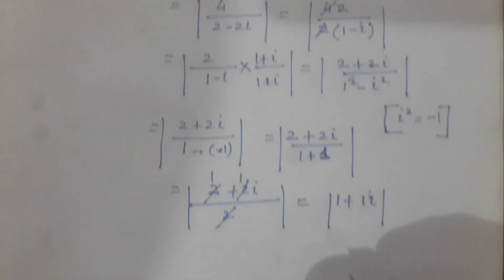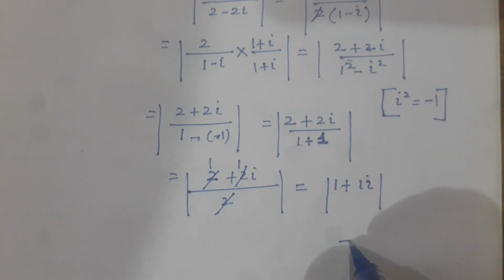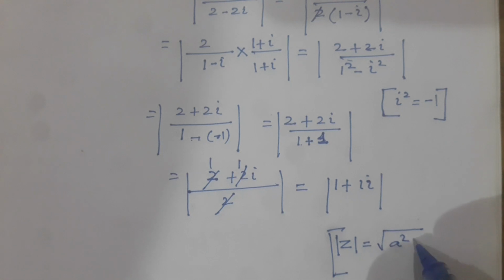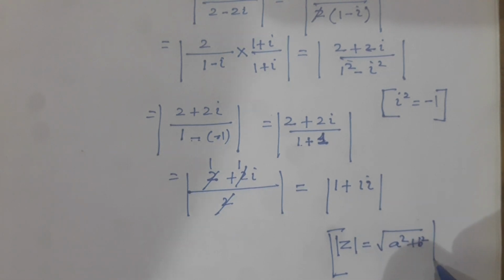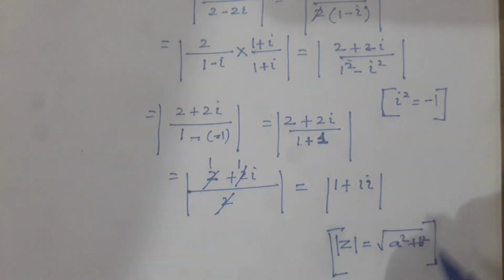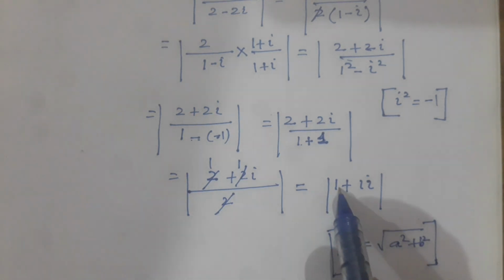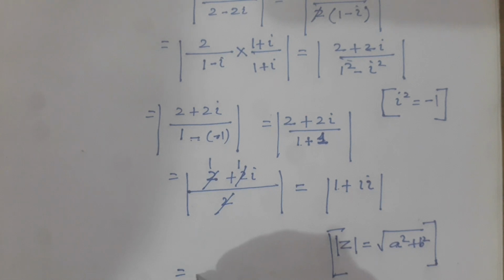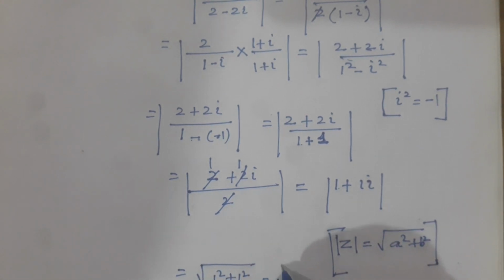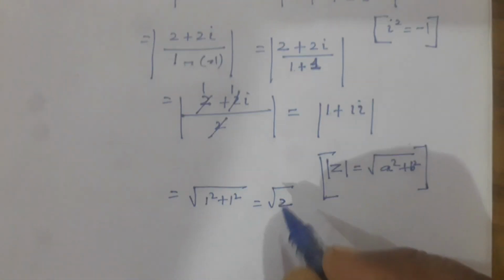And we know that for a complex number z, the modulus of z is equal to root under a square plus b square, right? So here a is 1 and b is also 1, so it will be under root 1 square plus 1 square equal to under root 2. This will be our answer.